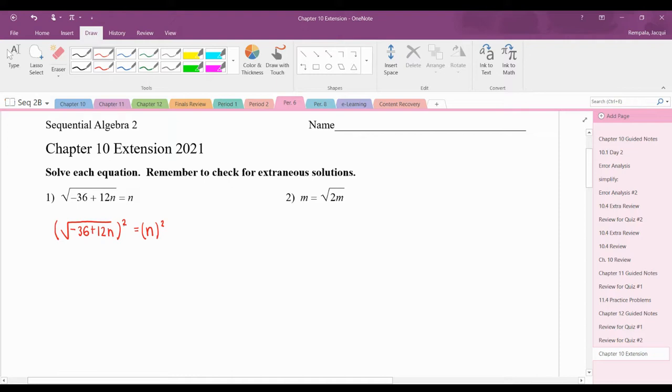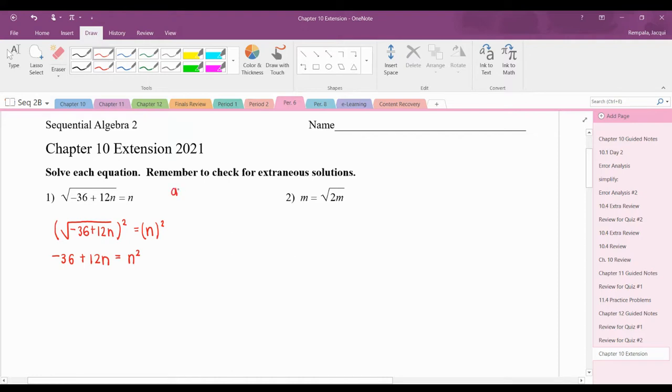Now, when you square a square root, it's going to get rid of that radical, and it leaves you with what was underneath. So that is a negative 36 plus 12n. On the other side, n squared stays n squared. You just don't need the parentheses anymore. Now, if you remember back to a couple of chapters ago, when you have an x squared, an x and a number, or in this case, it's an n squared, n and a number, we want to think about factoring. We've got three different terms.